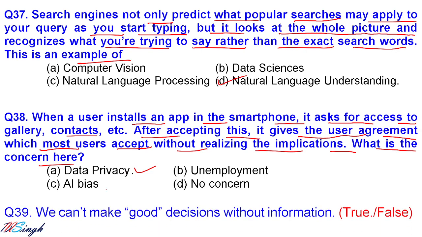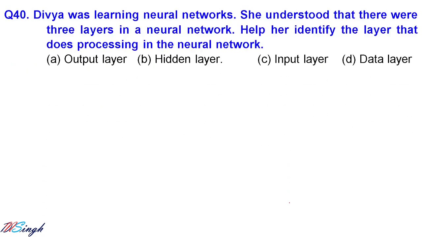Let us go for the next question. We cannot make good decisions without information. This is true. For making good decisions, you have to have the information about that domain or area in which you are taking a decision. Let us go for the next question.